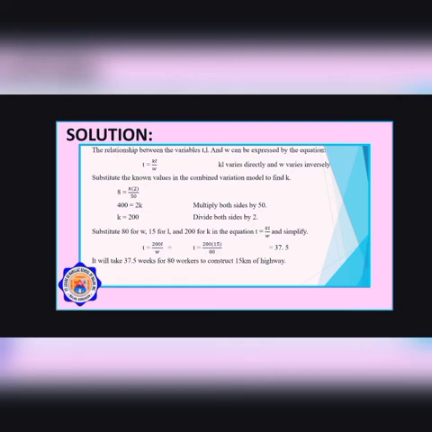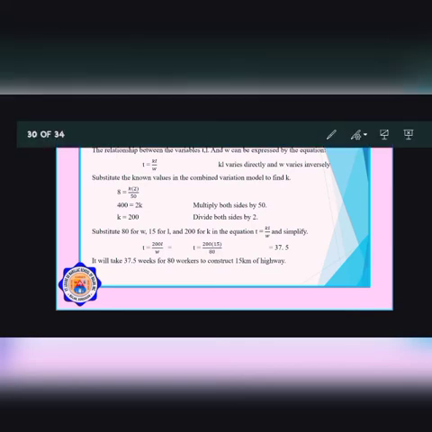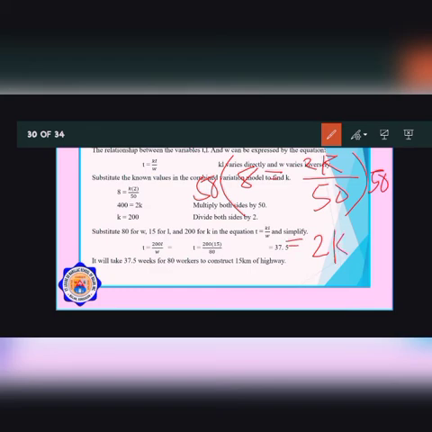So, 8 is equal to K times 2 over 50. So, 2K, magiging ang equation natin is 8 is equal to 2K over 50. Then, multiply both sides by 50. So, 50 divided by 50 is equal to 1 times 2K, that is equal to 2K. Then, 50 times 8, that is equal to 400.